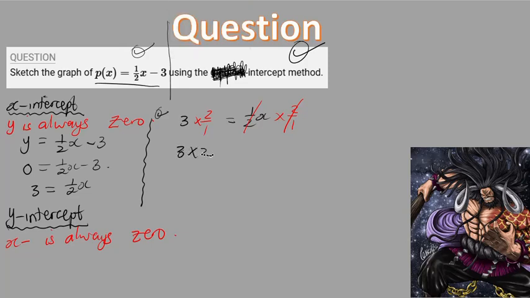So 3 times 2 is equal to x, right? 2 over 1 is 2. So 3 times 2, that is 6, which means our x is 6. Right.